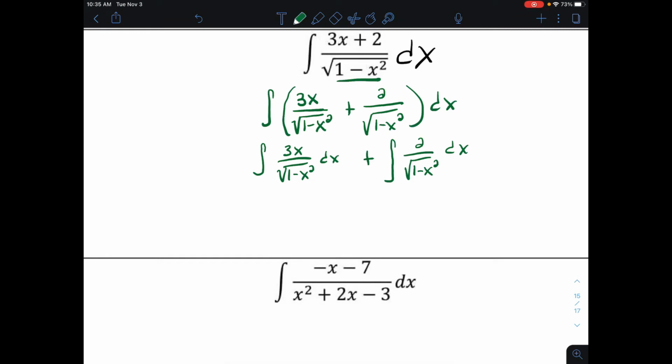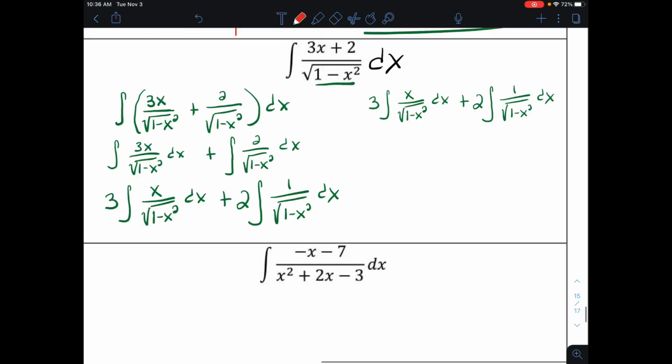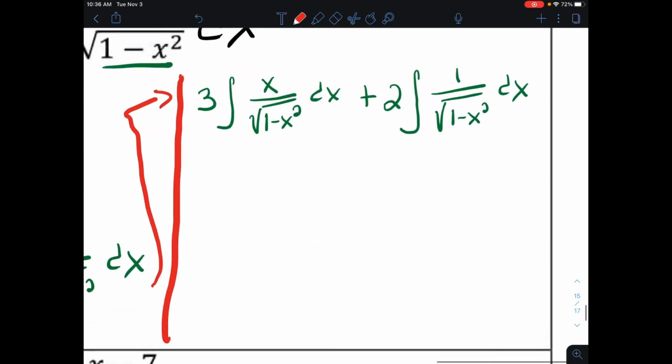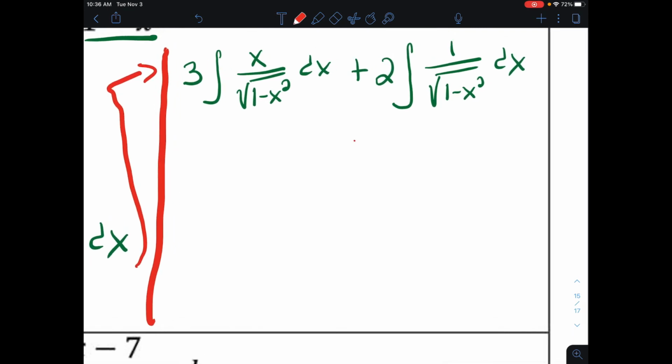So we basically have 3 times the indefinite integral of x over the square root of 1 minus x squared dx, and then plus 2 times the indefinite integral of 1 over the square root of 1 minus x squared dx. All right, so I'm going to come up here because I'm running out of room, and we're going to work. From here, we're going to integrate each little piece. I'm going to treat this like 2 separate problems and combine my answers at the end.